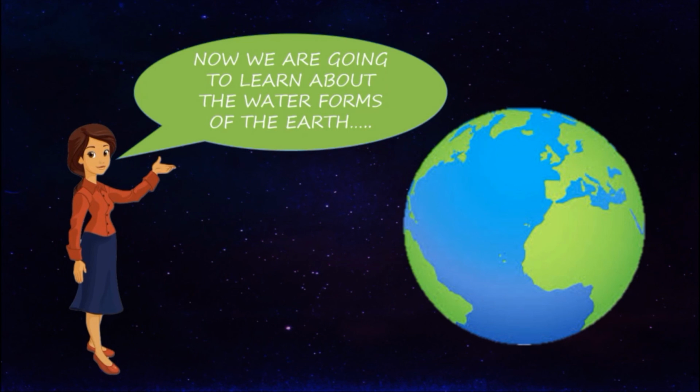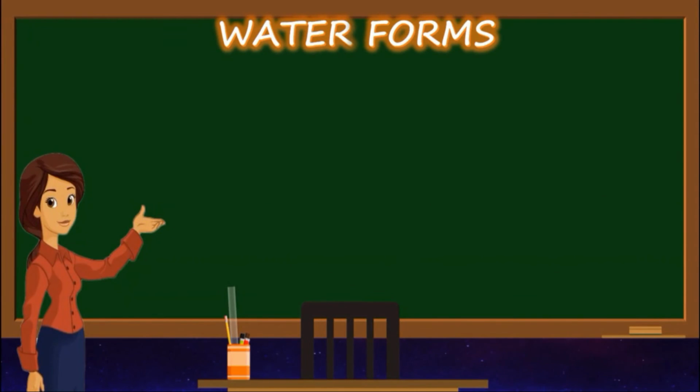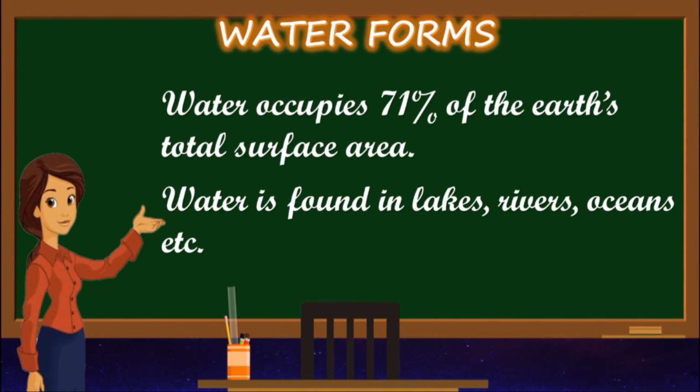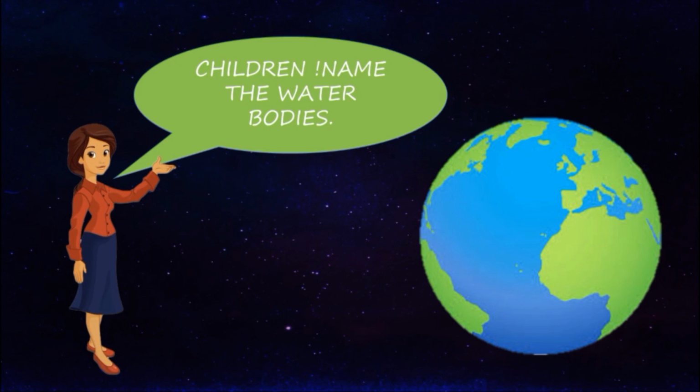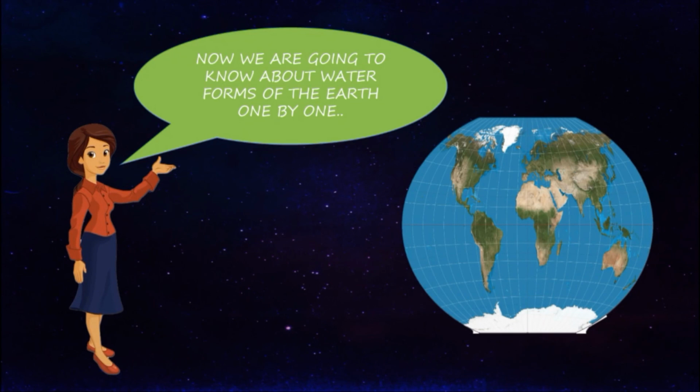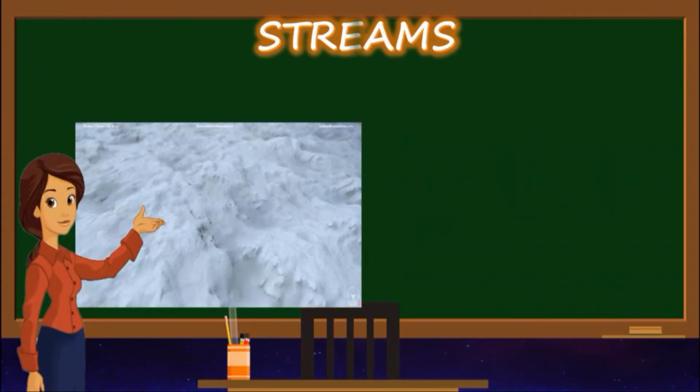Now we are going to learn about the water forms of the earth. Water occupies 71% of the Earth's total surface area. Water is found in lakes, rivers, oceans, and so on. Children, name the water bodies. Now we are going to know about the water forms of the Earth one by one.